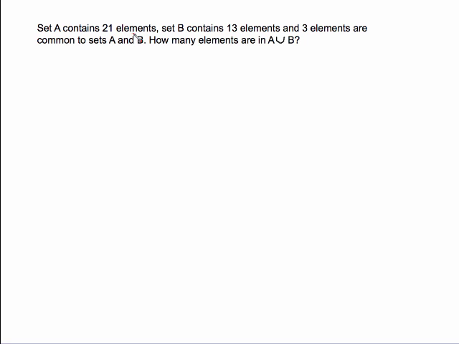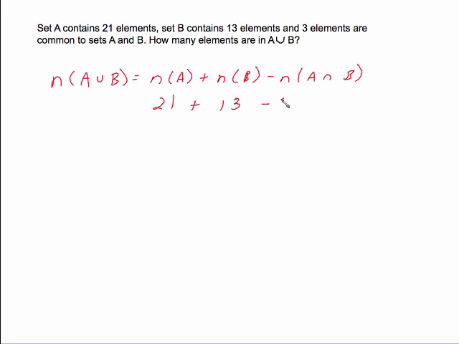Do one more with the formula. Set A contains 21 elements, set B contains 13 elements, and there are 3 elements that are in common. So if I want to find the number in the union of A and B, it is simply the number that's in A plus the number that's in B minus the number that's in their intersection. So what's in A is 21, what's in B is 13, and there are 3 that are in common to both. Add all that up and you get 31.